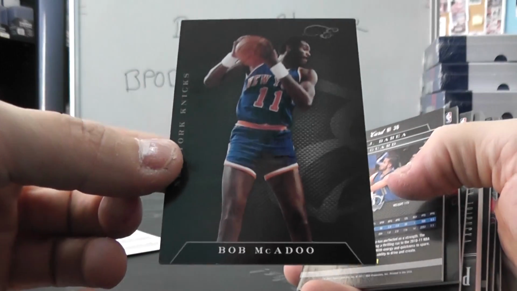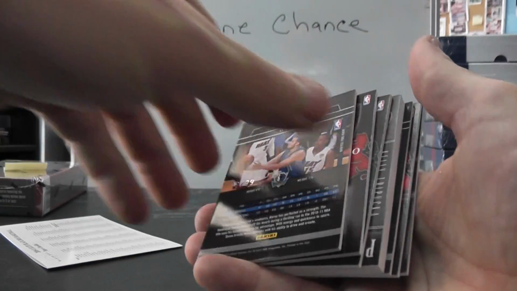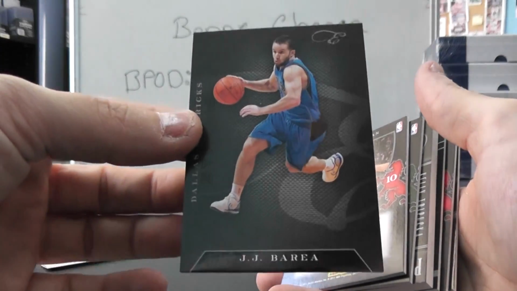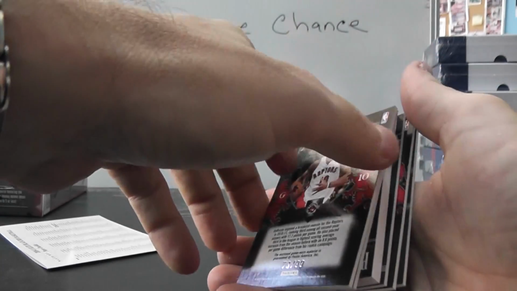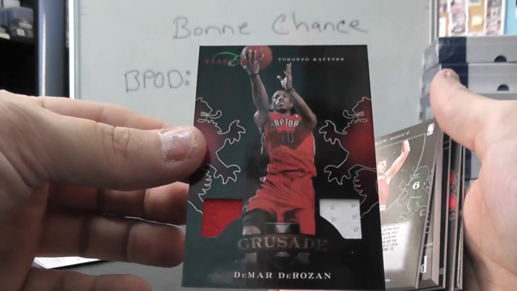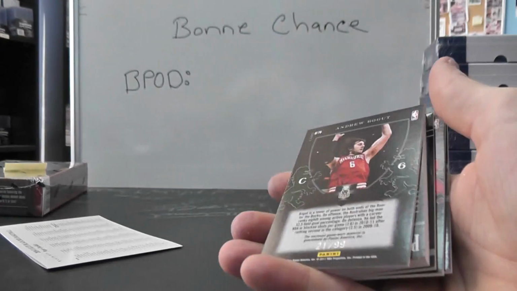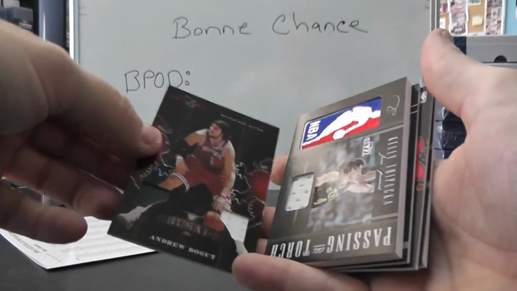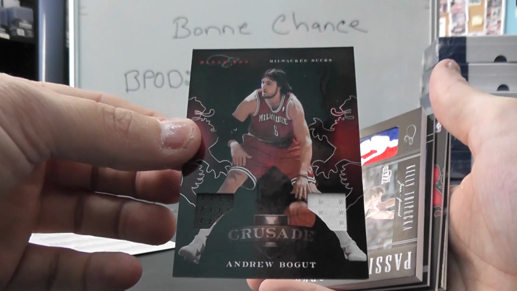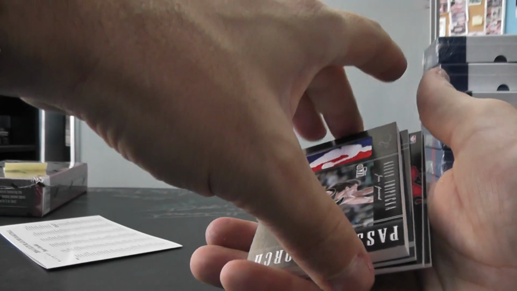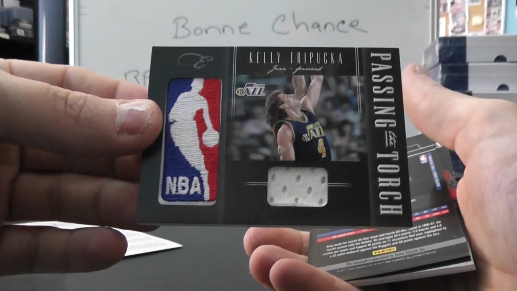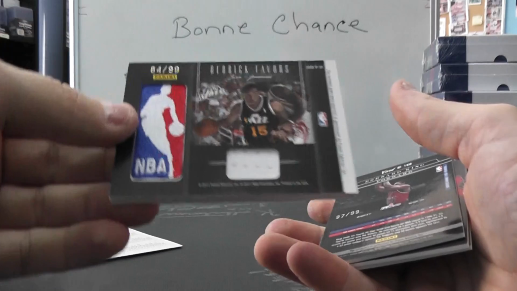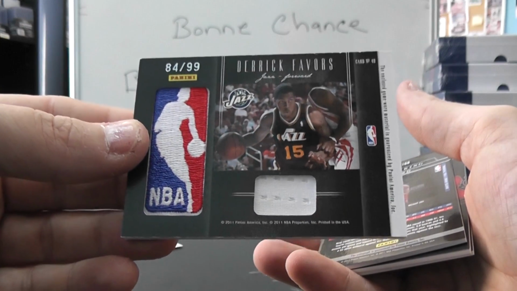99, Bob McAdoo. Or dude. 99, J.J. Barea. 99, DeMar DeRozan. Dual jersey. There we go. 99, Andrew Bogut. Dual jersey. Dual jersey, Kelly Trepuka. Dual logo man, dual jersey. And Derek Favors. /99.